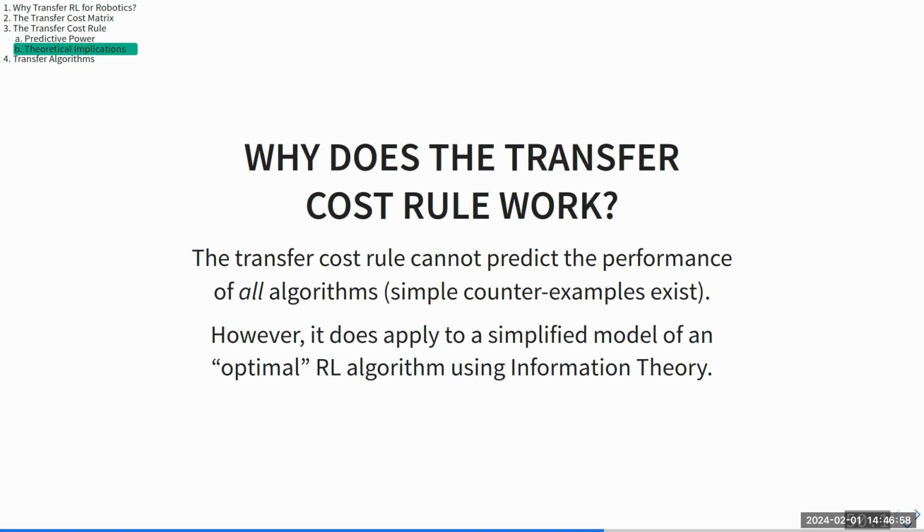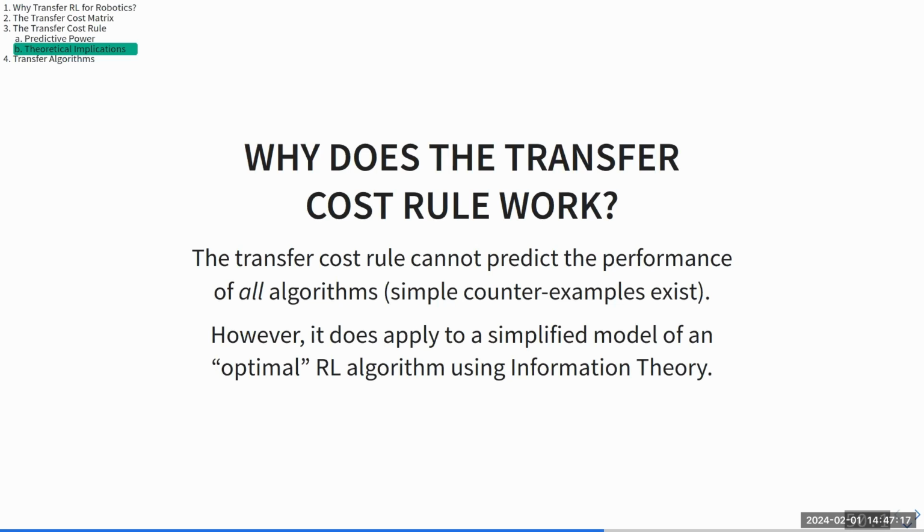So I want to talk a little bit about theory and why we expect this to work. You could imagine a transfer algorithm that, when it sees the pick-and-place policy, just refuses to do anything, and therefore when you try to predict how well this rule is going to work in different tasks, it's always going to perform really badly.